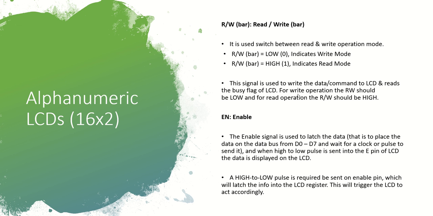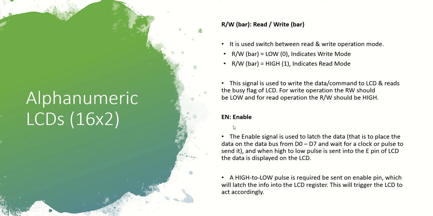It is mentioned that the signal is used to write data or a command to the LCD, or to read the busy flag, because we need to read the busy flag to know whether the LCD is busy or not. For the write operation, RW will be low, and for the read operation it will be high.